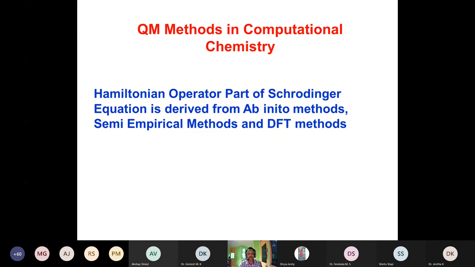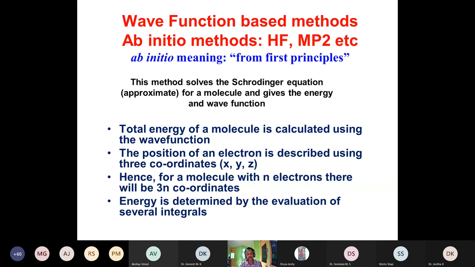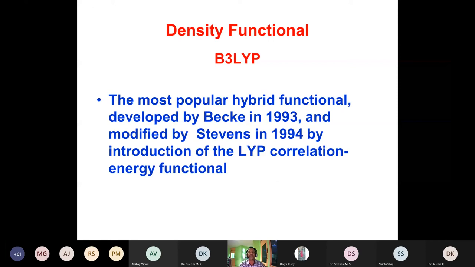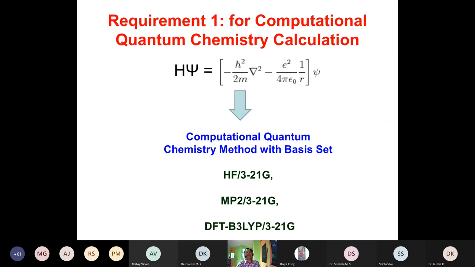Anyway, the Hamiltonian operator part of the Schrodinger equation derived from any one of the quantum chemistry methods, ab initio method, semi-empirical method or DFT method. And I'm not going into the details of these methods. Anyway, density functional theory is a quantum chemistry method based on electron density functions, while the ab initio methods are based on electron wave function. Here, density functional theory is based on electron density functional, and B3LYP is a popular density functional.